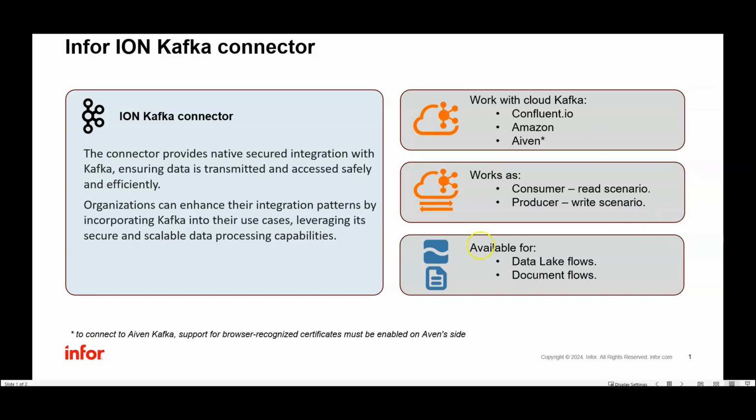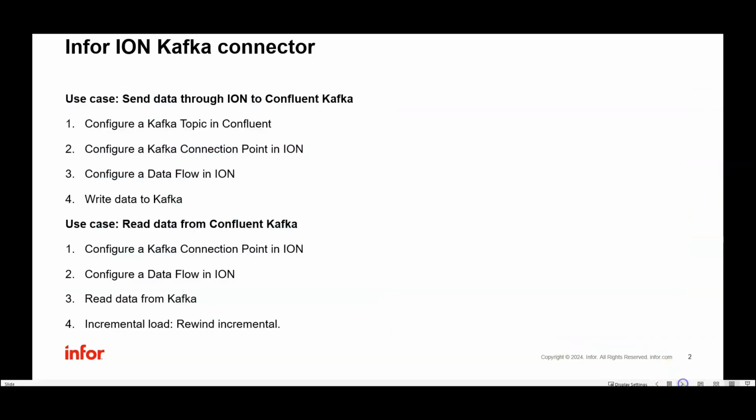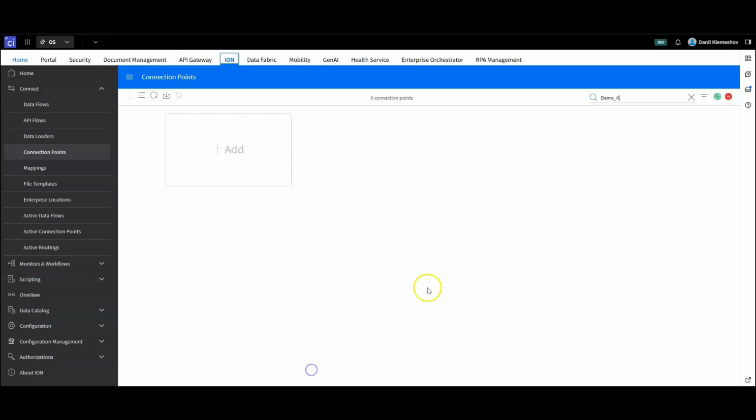During this demo, we go through two use cases. One use case is to send data to Kafka. We will configure all necessary components. And the second use case is to read data from Kafka. We will read data from Kafka, save it to an SFTP server, and then I will spend some time to tell you about incremental data load from Kafka. Okay, let's jump to our use cases.